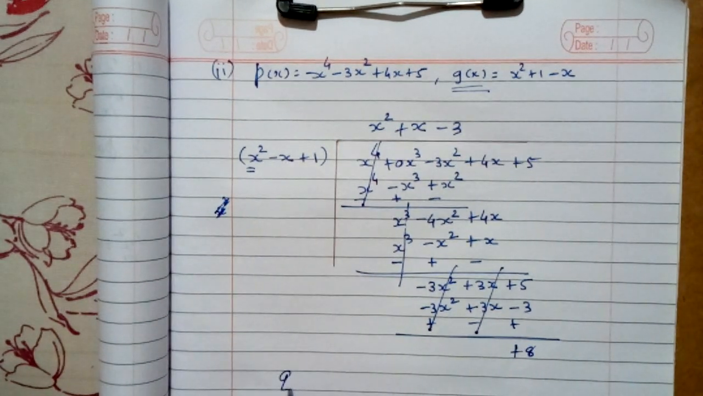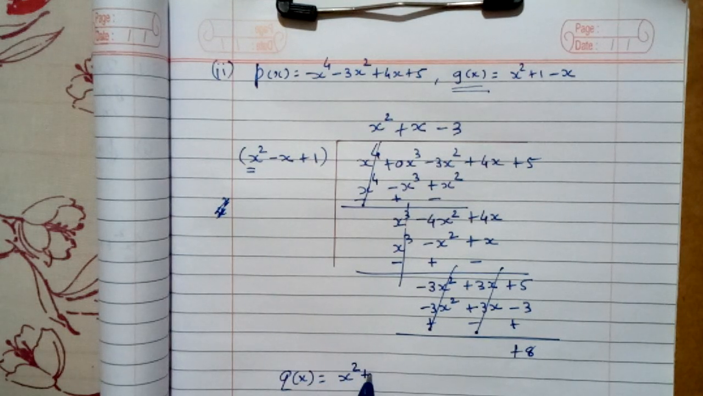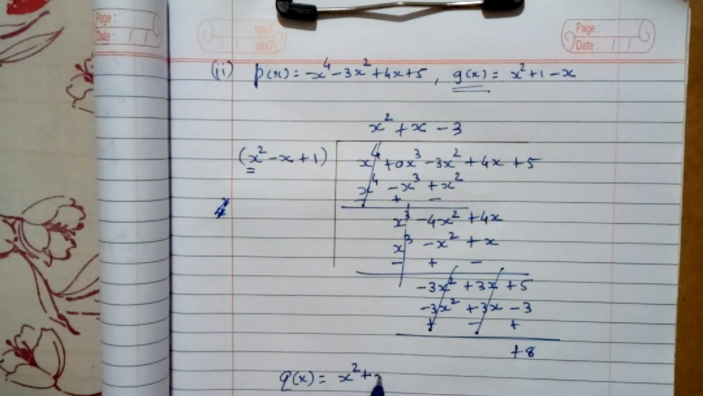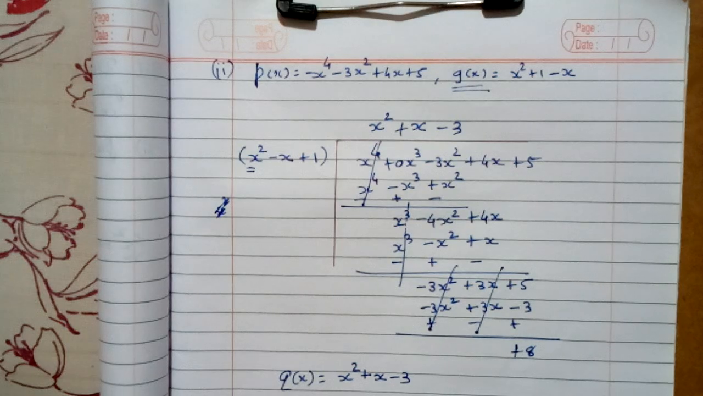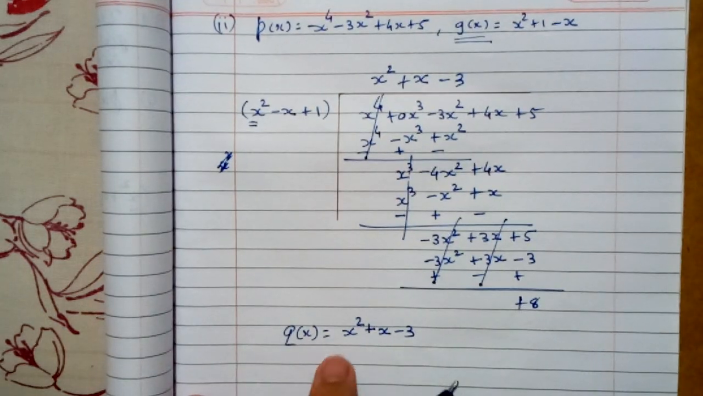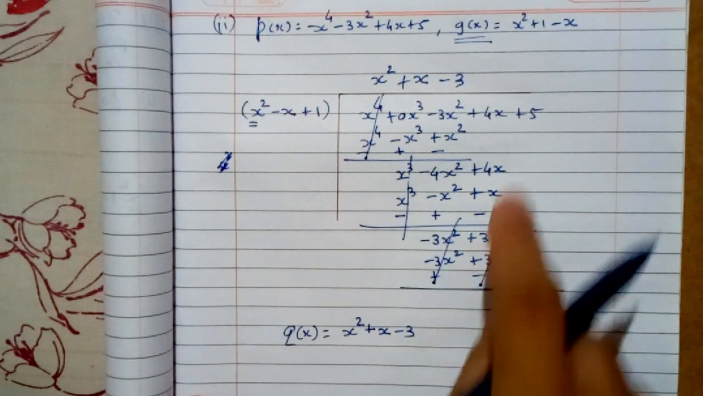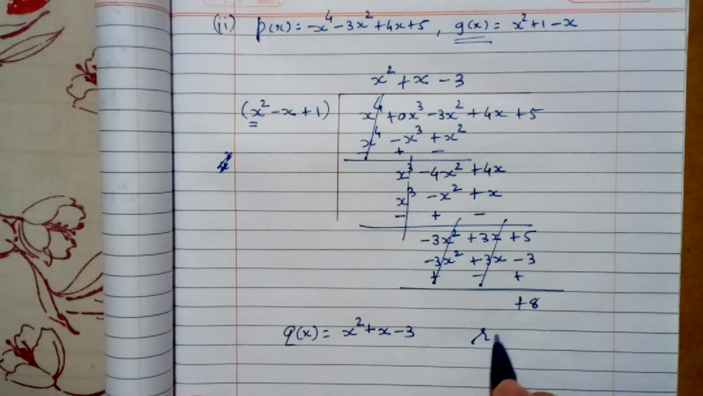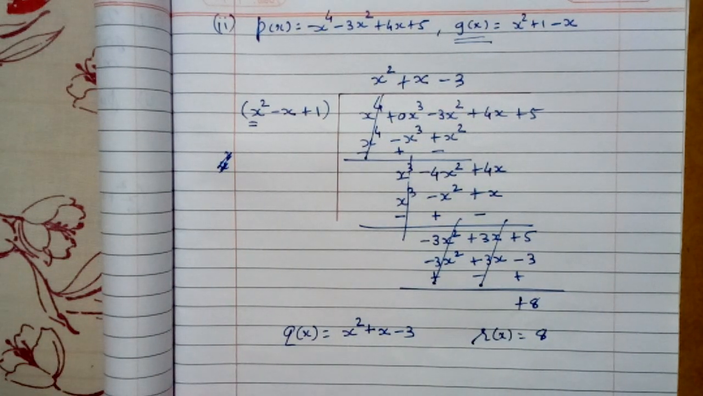You can write quotient q(x) equal to x square plus x minus 3. Again, x square plus x minus 3, that is your quotient, and remainder r(x) equal to 8. So we got quotient and remainder.